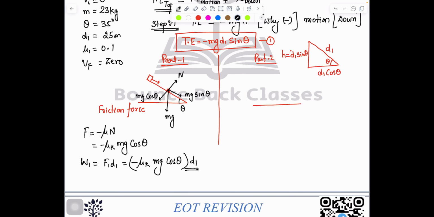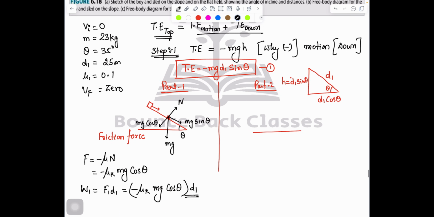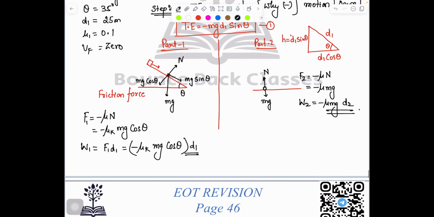Clear? Understand? Now solve the second part. If the body is going straight, let's say this is straight, this is your normal and this is your mg. Clear? So can I solve? This is force 1, force 2. Force 2 is equal to negative mu n. What is n? mg. So what is work done 2? Work done 2 is equal to negative mu mg distance d2. Do you understand till here? Now just solve them.